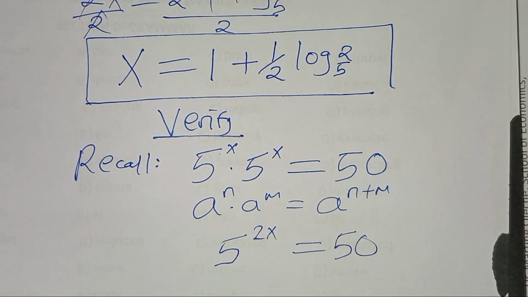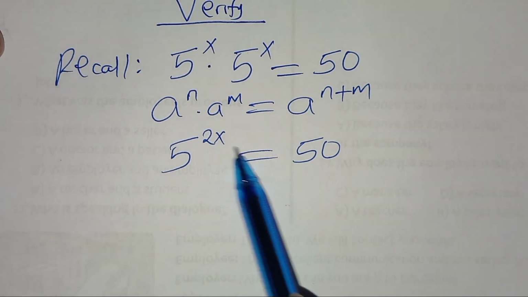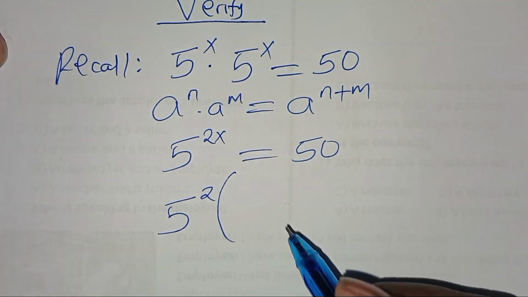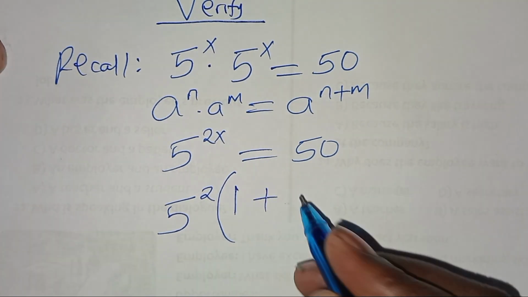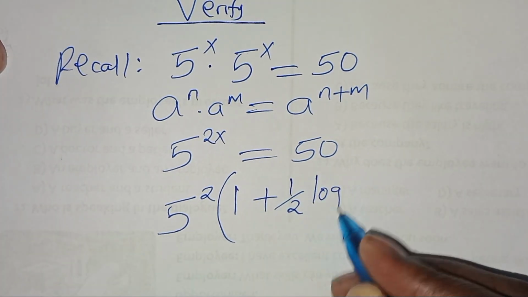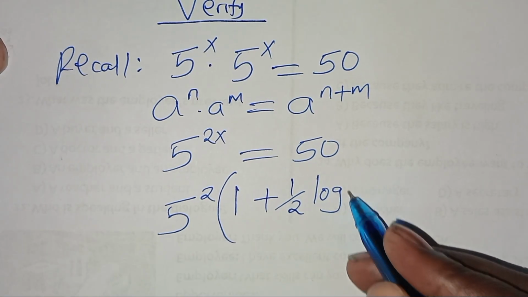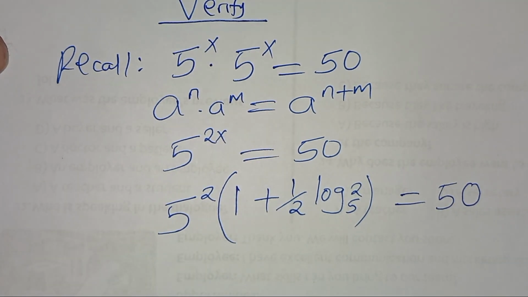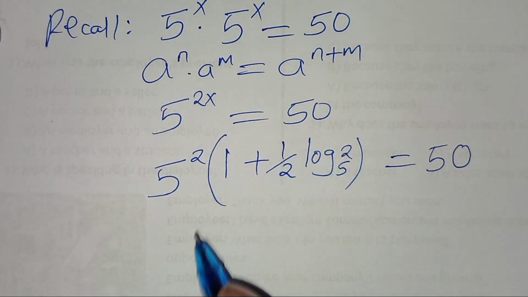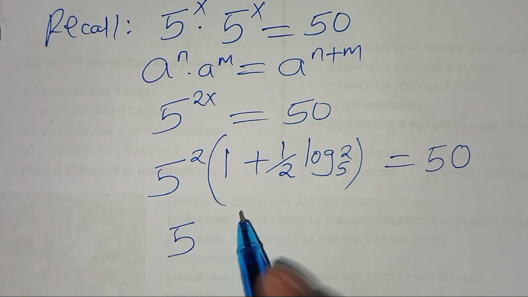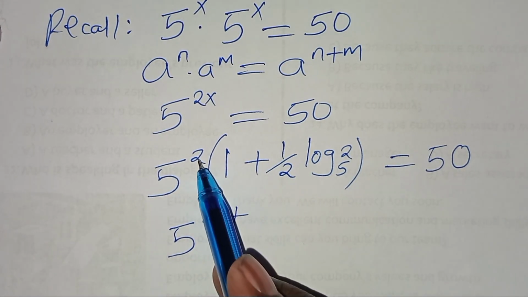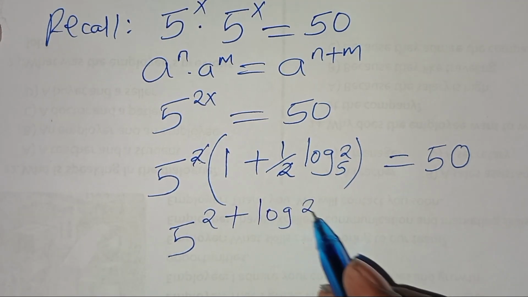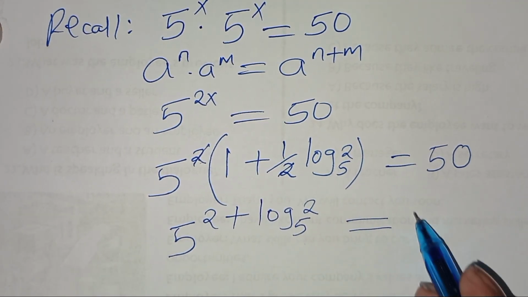So let's substitute the value of x here. By substituting the value of x, it follows that we'll have 5 to the power 2 times x, where x here is 1 plus half log 2 to base 5. This should give us a value of 50. Now let's open the bracket here. We'll have 5 raised to the power 2 times 1, this is 2, plus 2 times a half, this simplifies. So plus log 2 to base 5. This is equal to 50.